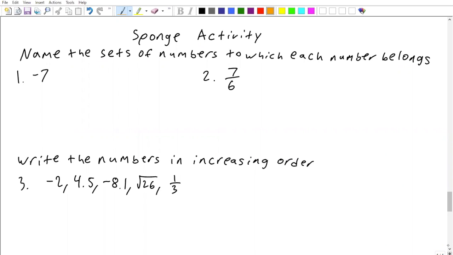Now time for the sponge activity. For the sponge today, we've got 2 different types of questions. First, name the sets of numbers to which each number belongs. So write all the sets, not just one of them, but all of the ones that they belong in. And then number 3, write the numbers in increasing order. So start with the smallest and then go up, just like we did in the last example.